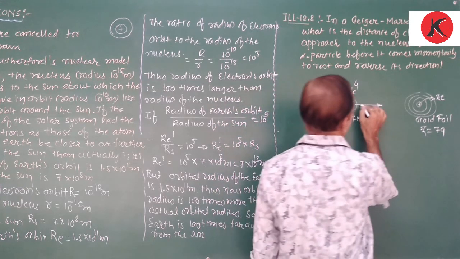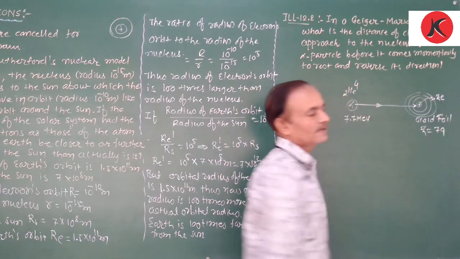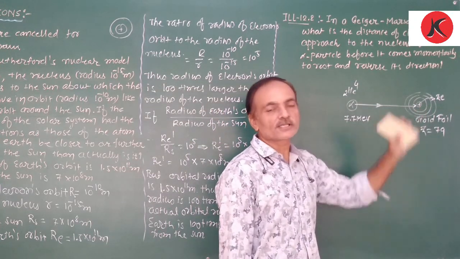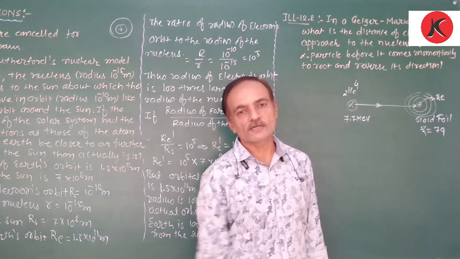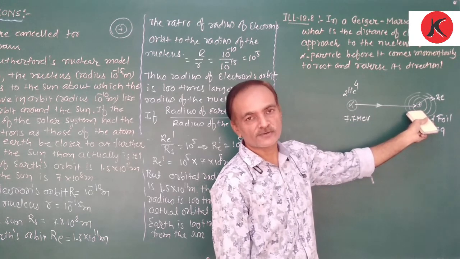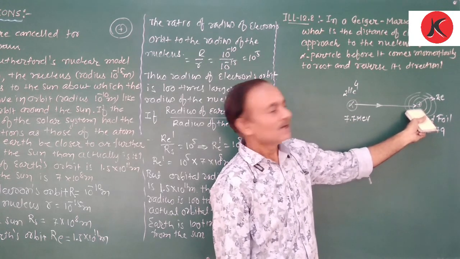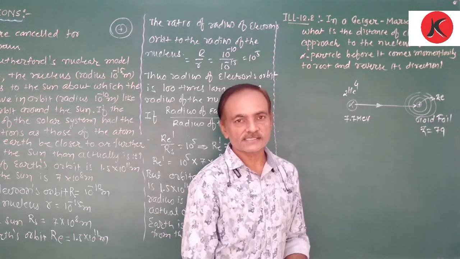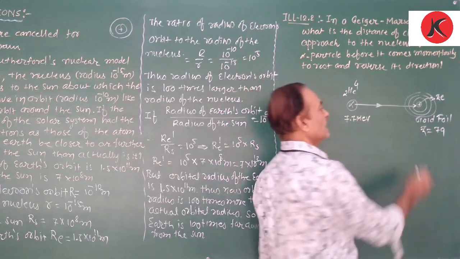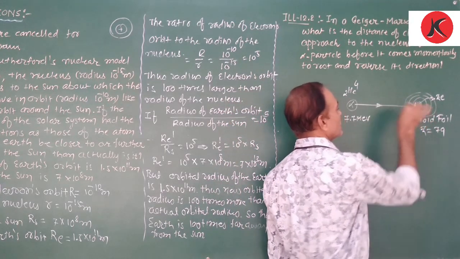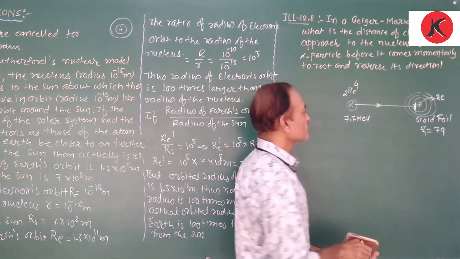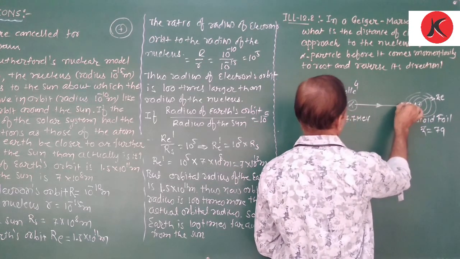When this alpha particle enters inside the atom and approaches the nucleus, a repulsion force is exerted on the alpha particle due to the positive charge of the nucleus. Right? When the repulsion force by the nucleus and the kinetic energy become equal, at that time for one moment the alpha particle remains stationary, and after that its direction of motion is reversed.